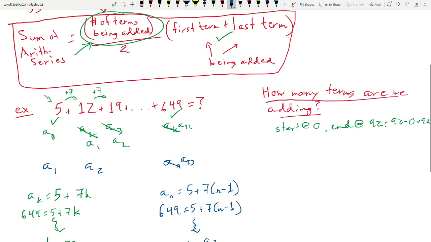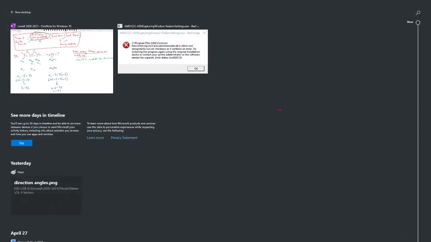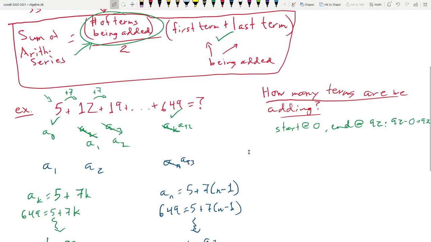And likewise for the blue one, oopsies, sorry about that. On the blue one, you would do the same process. So again, start at 1, end at 93. 93 minus 1 is equal to 92. So you would think 92 terms. Okay. Let's talk about why that's not correct. And you can already tell from my voice that that was already going to be incorrect.